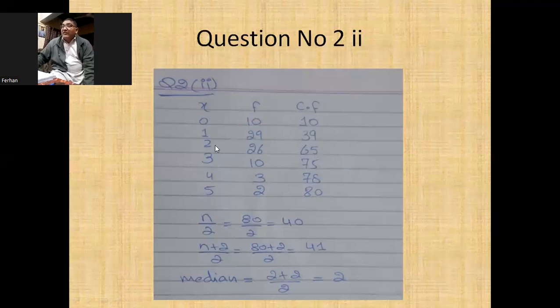So what is the value of X here? 2. And the 41st will also be in the same class. So what's the X value? That is 2. So the median will be 2 plus 2 divided by 2, and that will be 2. So this is how you do this question.